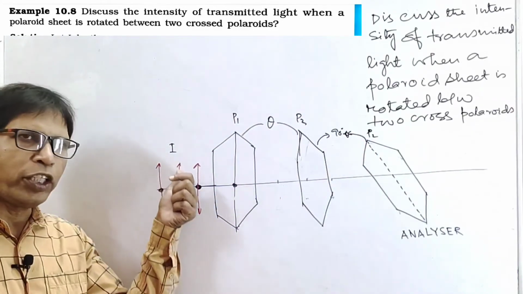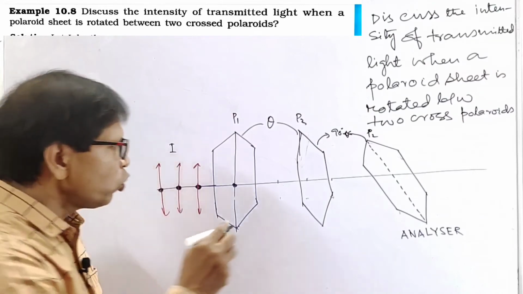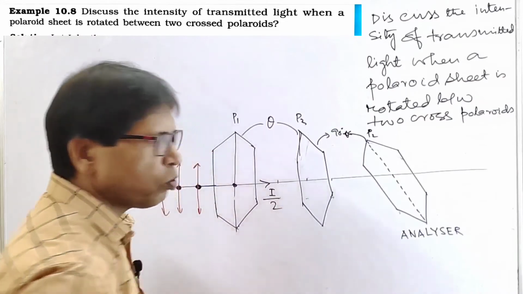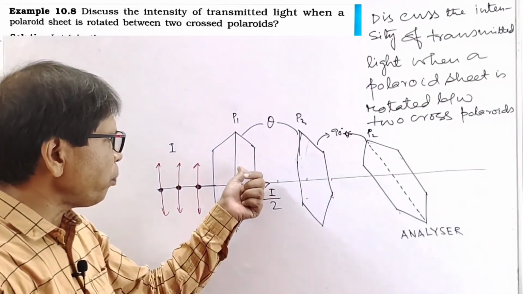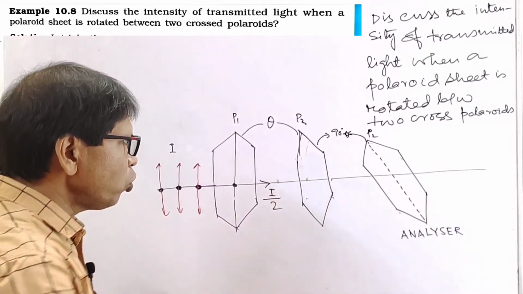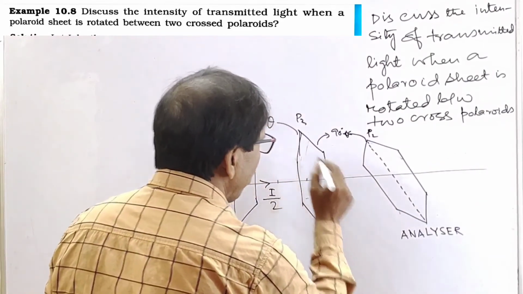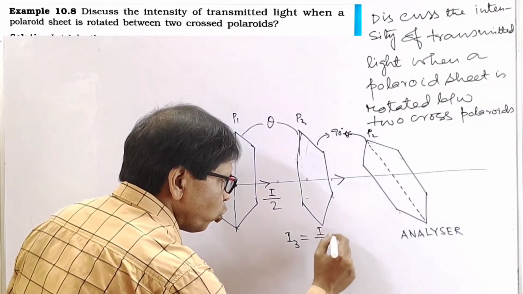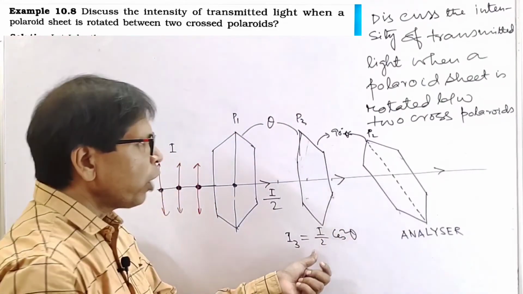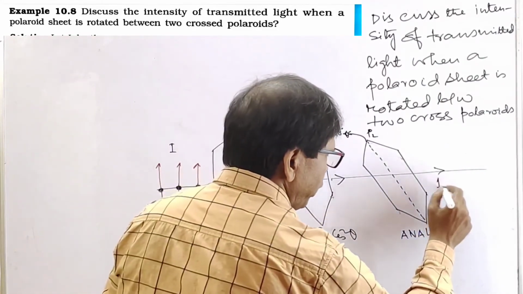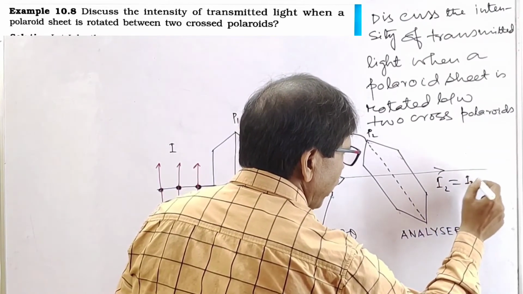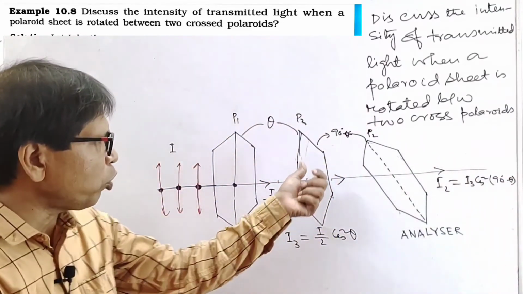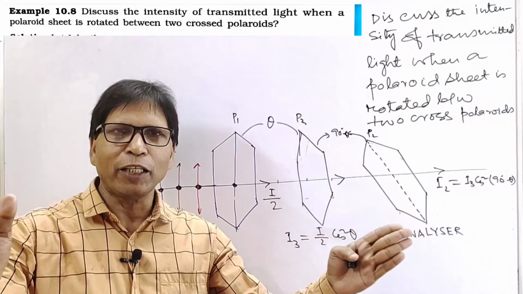Now let I be the intensity of unpolarized light. After polarization the intensity becomes I by 2. As the angle between P1 and P3 is theta, the intensity after transmission of P3, I3, equals I by 2 cos square theta. Again after transmission of P2 the intensity is I2, so I2 equals I3 times cos square of 90 degrees minus theta, because the angle between P3 and P2 is 90 degrees minus theta.